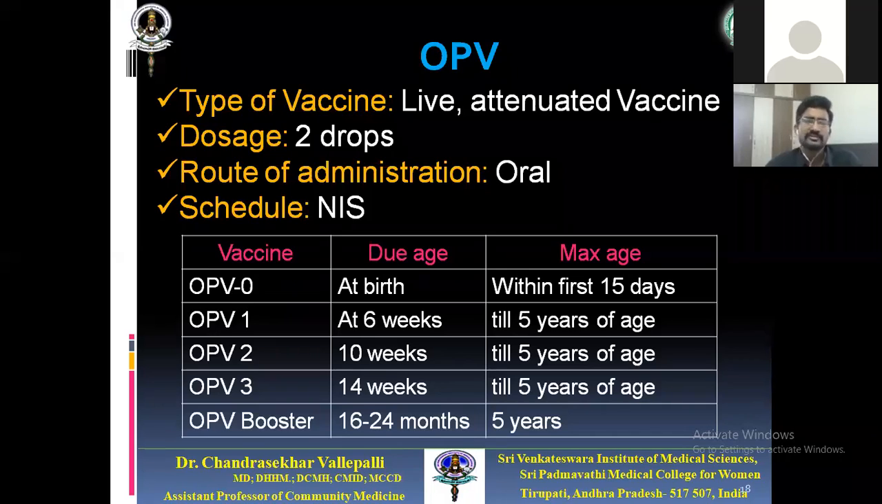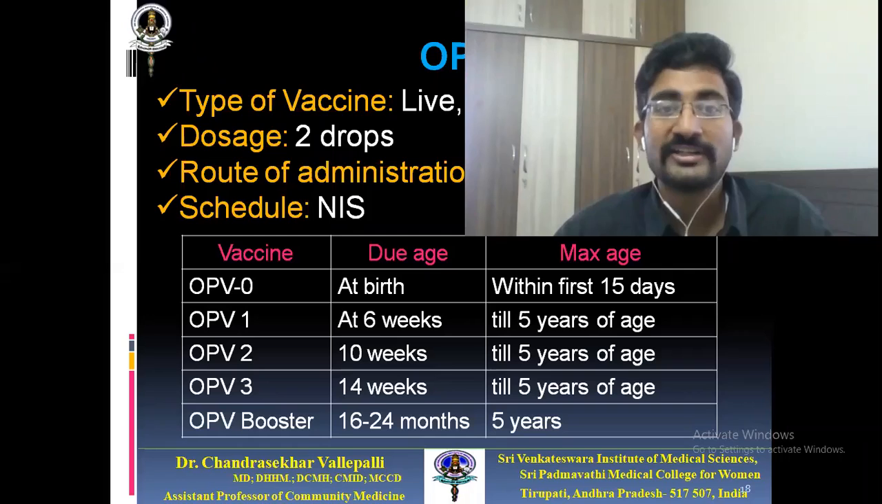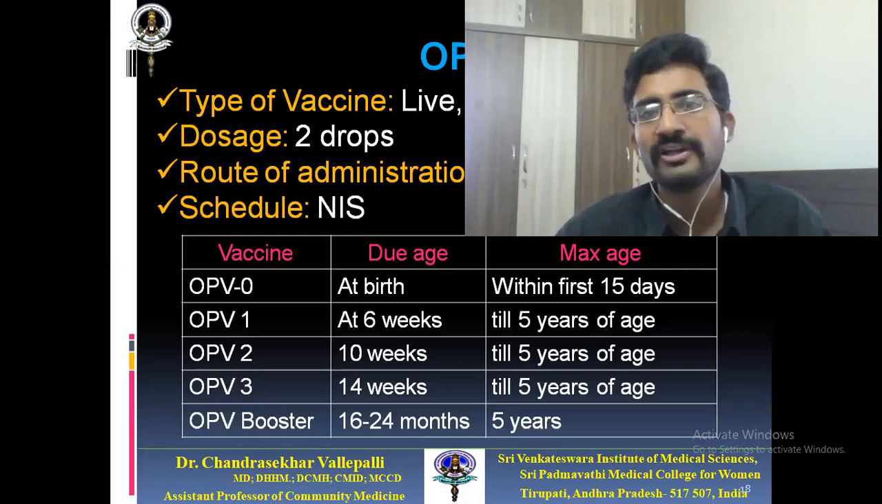Coming to the schedule, we will follow the national immunization schedule. OPV is included in the national immunization schedule. So when do we have to start this OPV? We start immediately at birth, or if the child was not given it at birth, we can give it within the first 15 days. That is the maximum age for the OPV 0 dose. Then the first dose of OPV at 6 weeks, second dose at 10 weeks, third dose at 14 weeks. This is common.